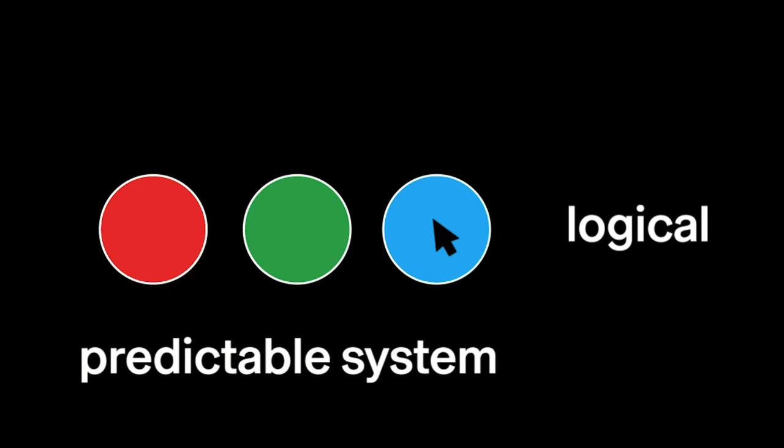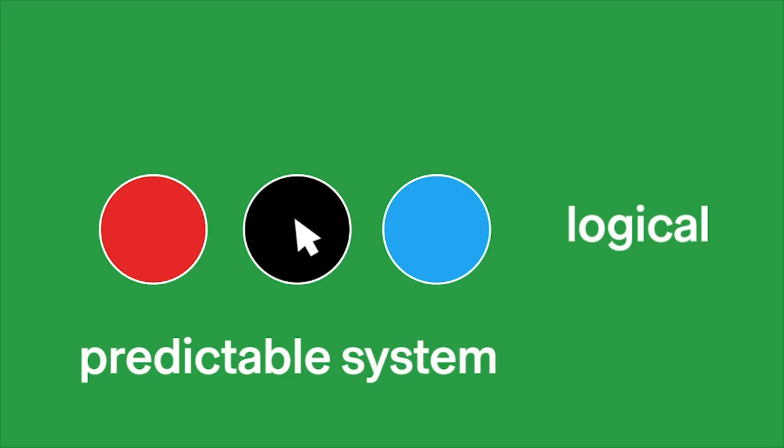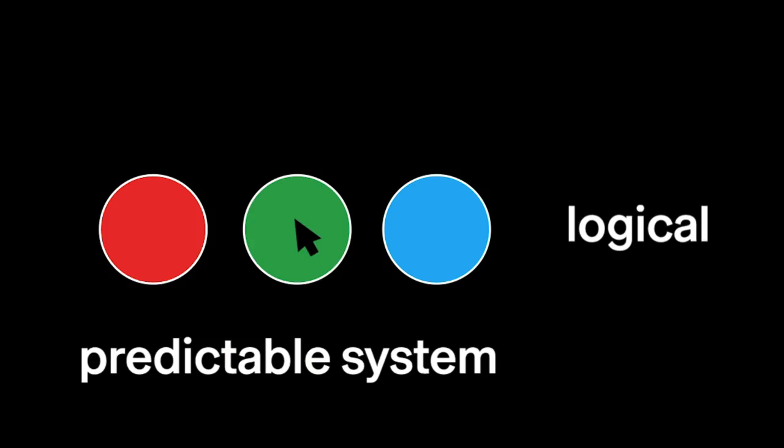We can extend our idea of logic and the predictable system a little bit further. If we click on the green dot and it turns the background green, the dot itself could change in response. It now becomes black. So not only does this give us another color to work with, it also lets the user know that their action has had an effect.